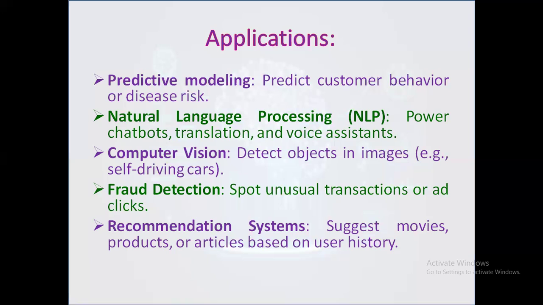Next, recommendation systems. Recommendation systems are powered by machine learning, which helps tailor content or product suggestions to individual users based on their past behavior. For example, platforms like Netflix and Amazon use machine learning models to analyze user preferences and suggest movies or products that the user is most likely to engage with, enhancing personalization.